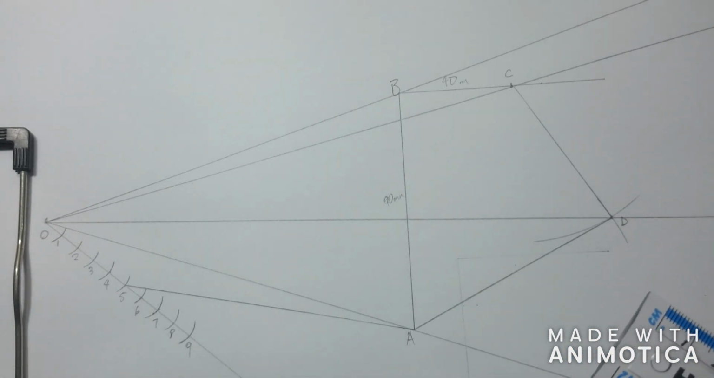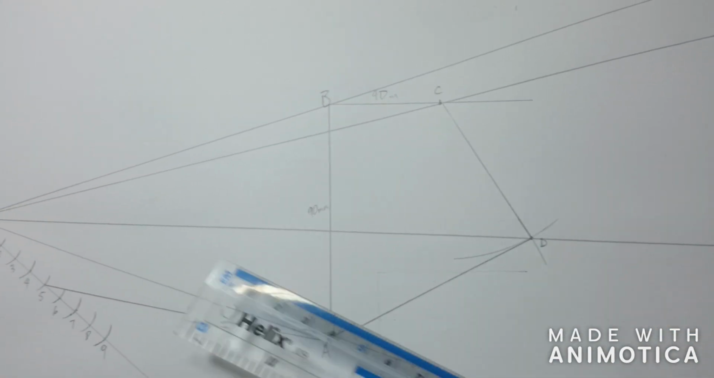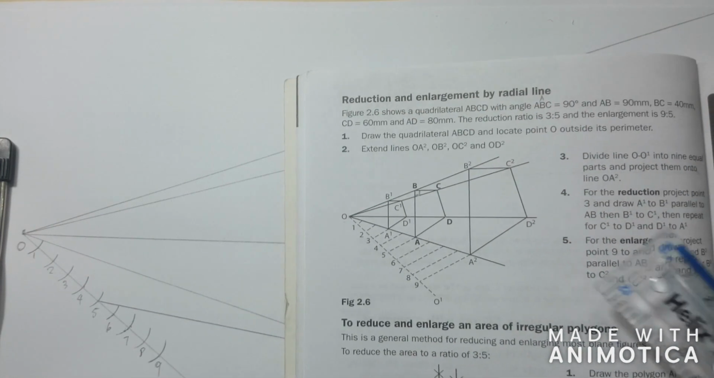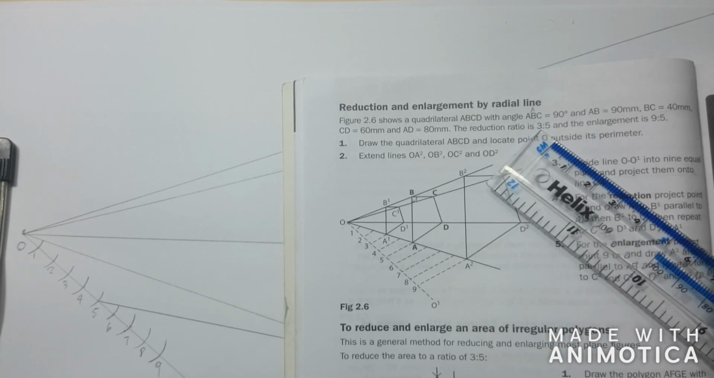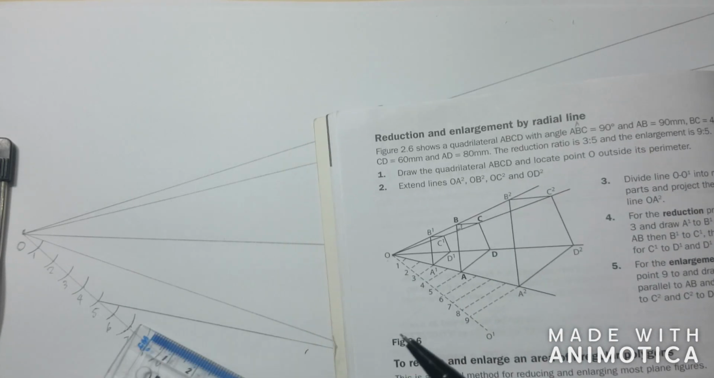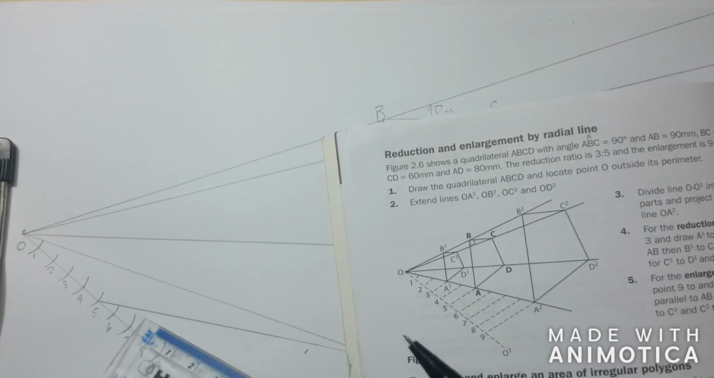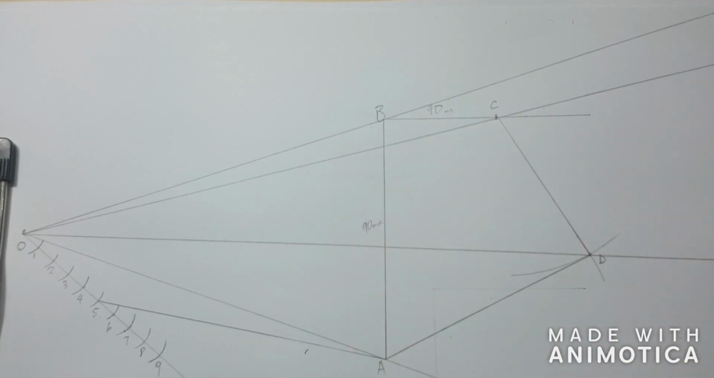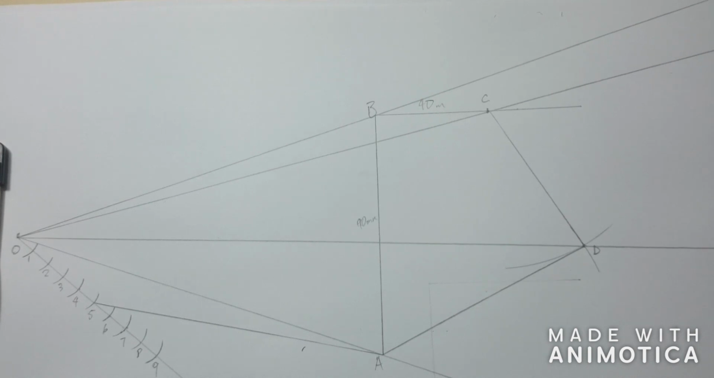Okay, so what we need to do now, since we're doing the reduction, we won't have any space for the enlargement, so we're going to do just the reduction. The reduction ratio is what? 5 to 3, or 3 to 5. Okay, so we need to draw parallel lines from this line going down to 3. Okay, so let's do that. And in order to do that, you need 2 set squares, or a set square and a ruler.